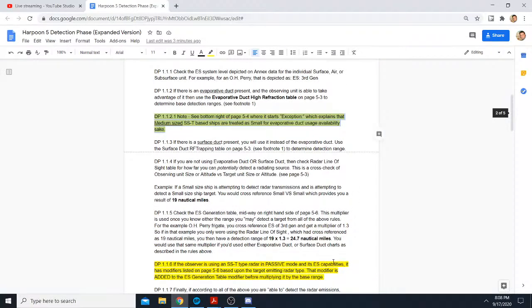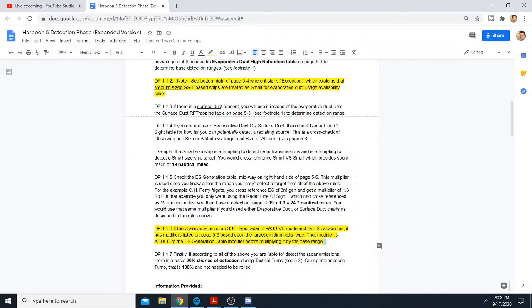Okay. The SST type also comes into play here. That's why I highlighted it, when you start to do the modifiers for the ES range. So I believe you also mentioned that too, did you not? Yeah, the ES capability. All right, we'll get to it.